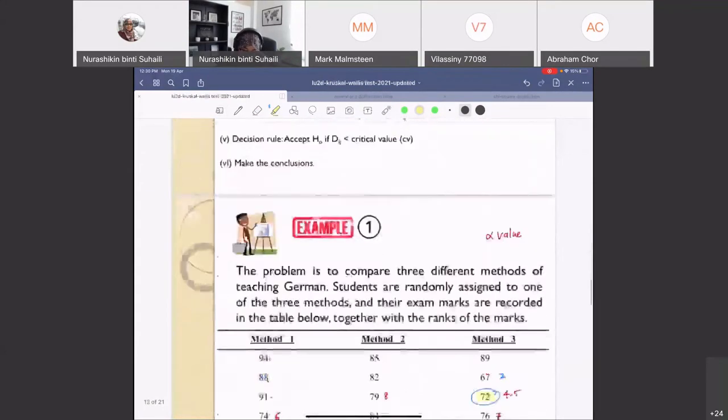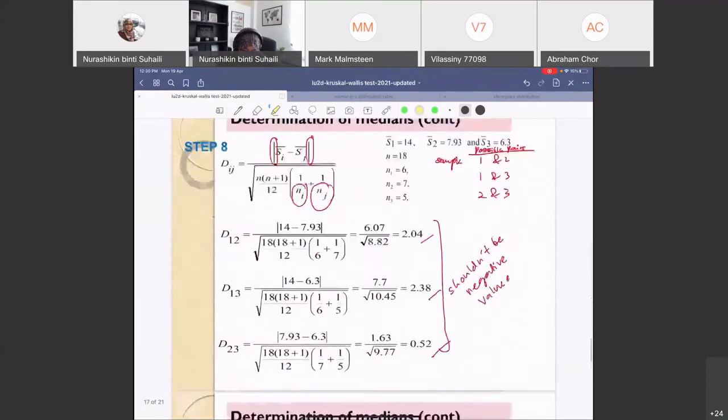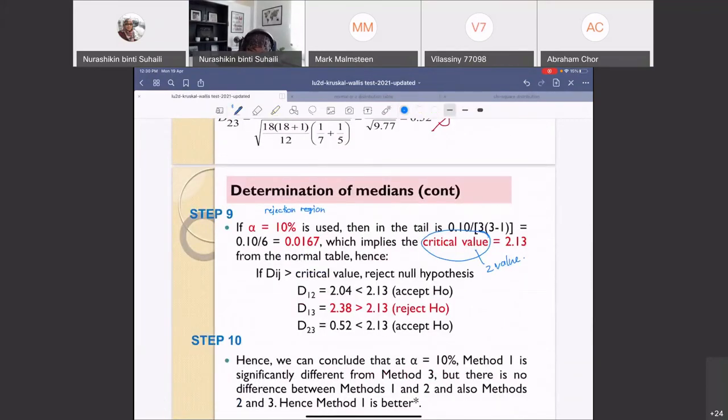So go back to the steps and write back the formula: the rejection region equals alpha over k times k minus 1. Alpha, let's say you assume, in this case is given as 10%. You can also use other values actually. The most common are 0.05 and 0.01. It doesn't matter which alpha, as long as it is in the table and you state it. In this workout, the answer is given based on alpha equal to 10%.